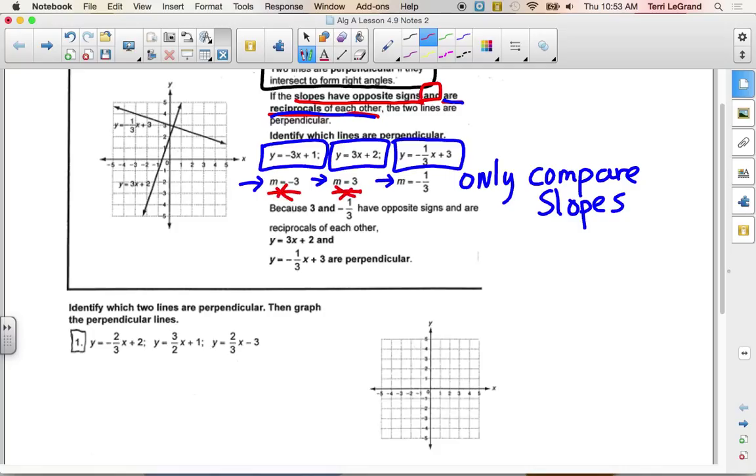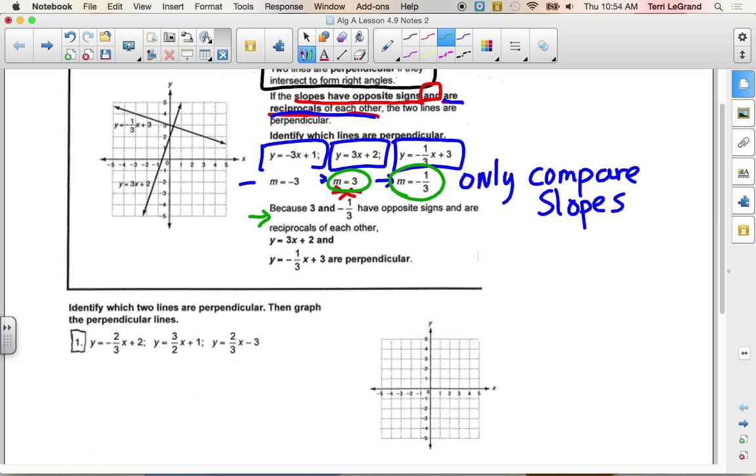But then we look and say, okay, here we have m equals -3, and m equals +3, but that's not the one I want to look at. I want to look at this one. m equals +3, here it's negative, so we have opposite signs, and they are reciprocals of each other, 3 and 1/3. So because 3 and 1/3 have opposite signs and are reciprocals of each other, these are the two equations that would be perpendicular to each other. And then they were graphed to prove it.